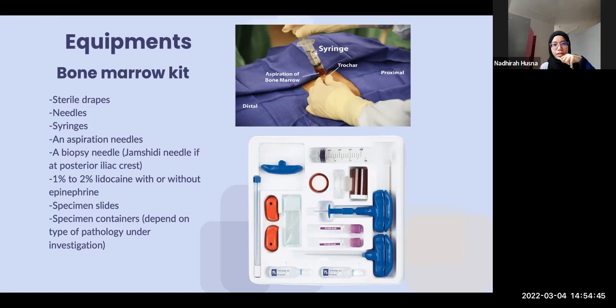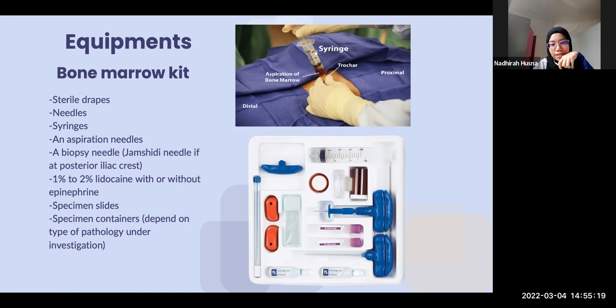For the equipment, for the bone marrow kit, usually there will be sterile drapes, but sometimes there are hospitals that don't use drapes, but they use the aseptic technique. And then there should be needles, syringes usually for the aspiration, and then the aspiration needle. As you can see in the picture below, the aspiration needle is the blue color one.